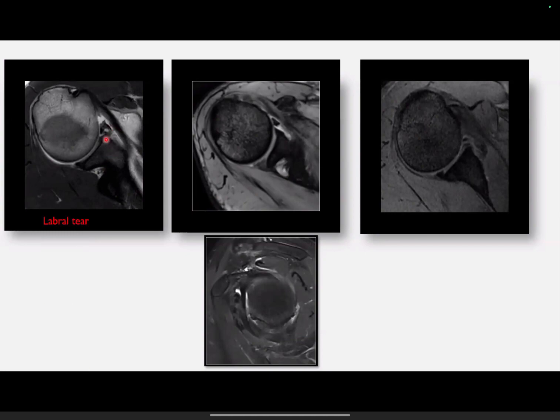Like these three examples we will see. First is labral tear, second is Buford complex, and third is sublabral foramen. So how do we differentiate and identify?